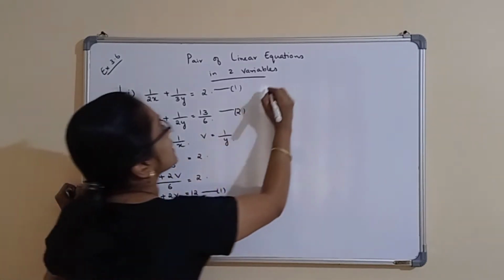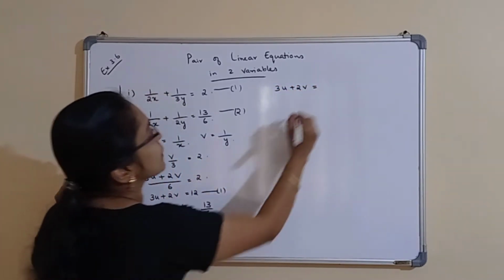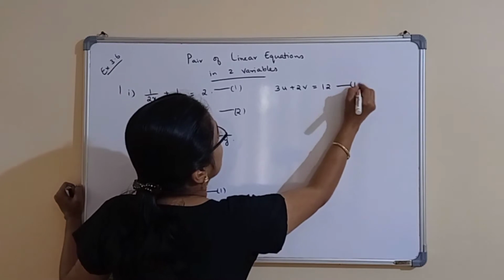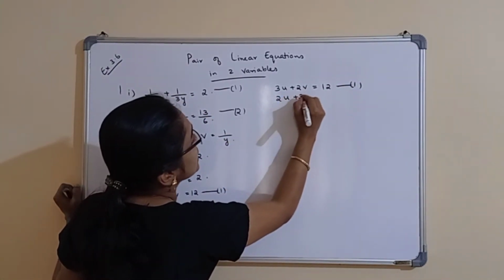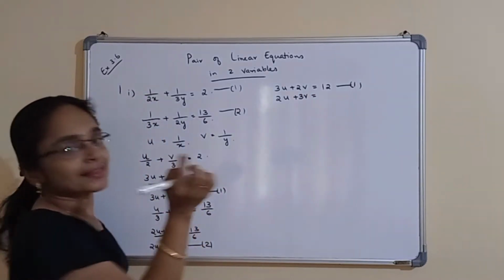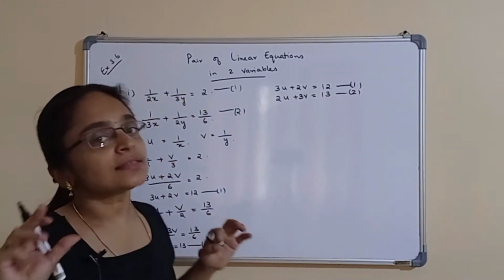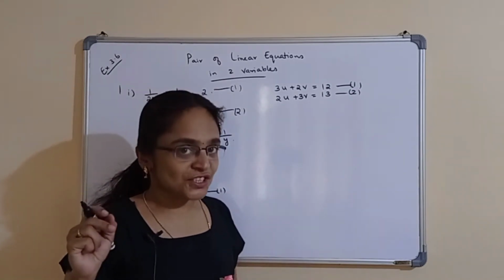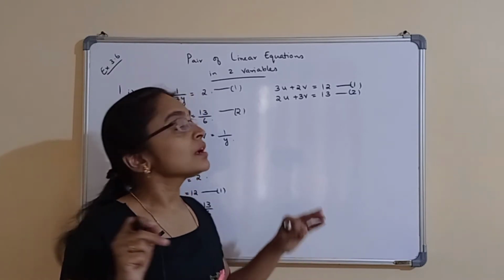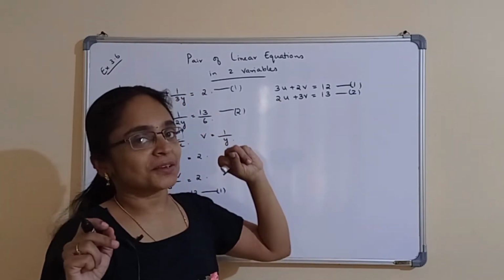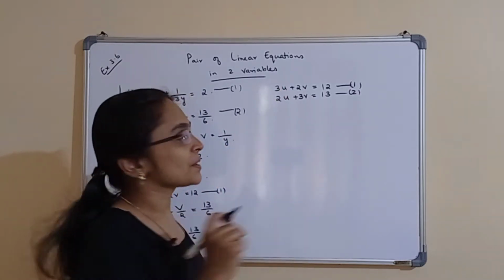That is 3u plus 2v is equal to 12 and 2u plus 3v is equal to 13. This is equation 2. Now we can solve this by any of substitution, elimination or cross multiplication method. We'll do this by cross multiplication. We'll try and see whether we can get this by cross multiplication method.